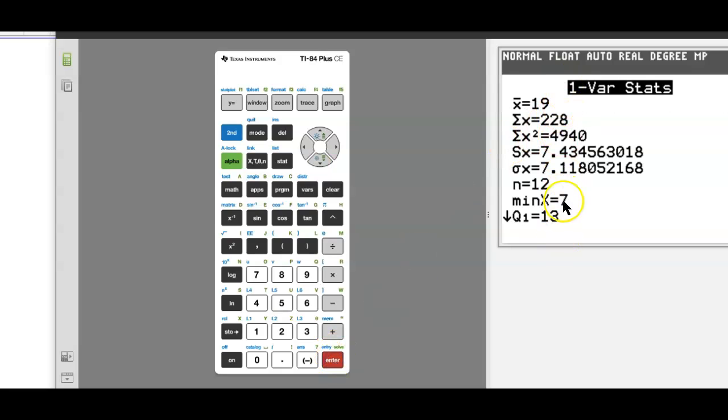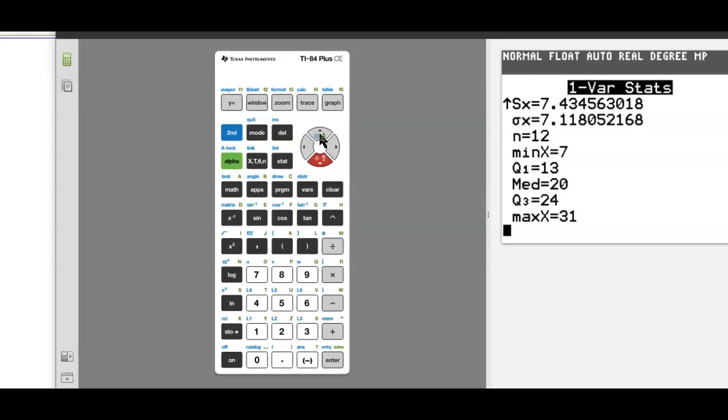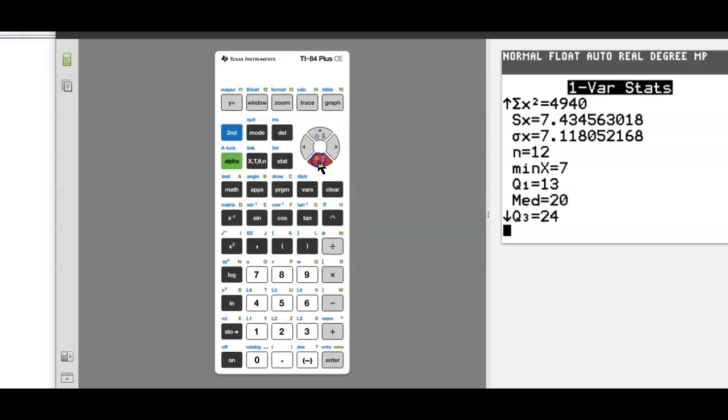Now, we need to understand what all of these things mean eventually, okay? But for right now, the two you need for this question is that the mean is 19, and then median is not listed here, but do you see there's this little arrow? That means you can scroll down, and median is 20. So we have 19 and 20.